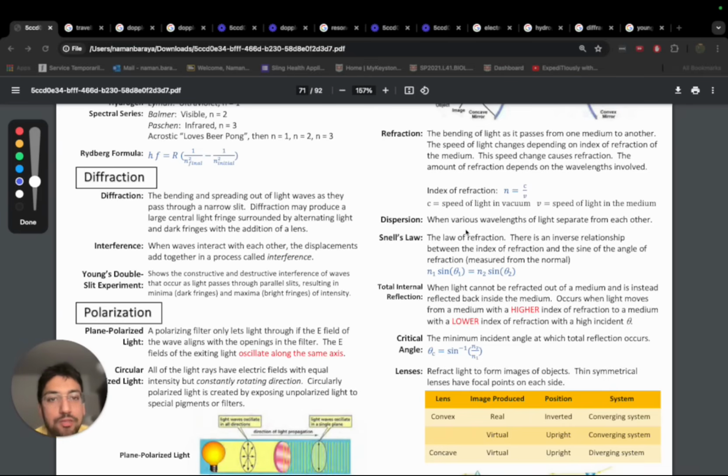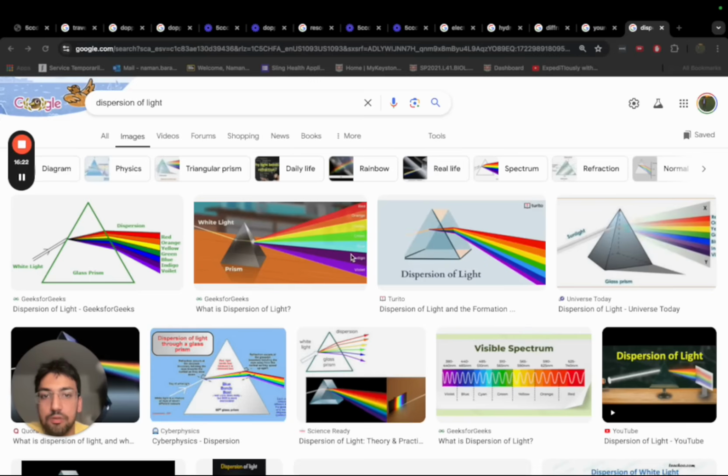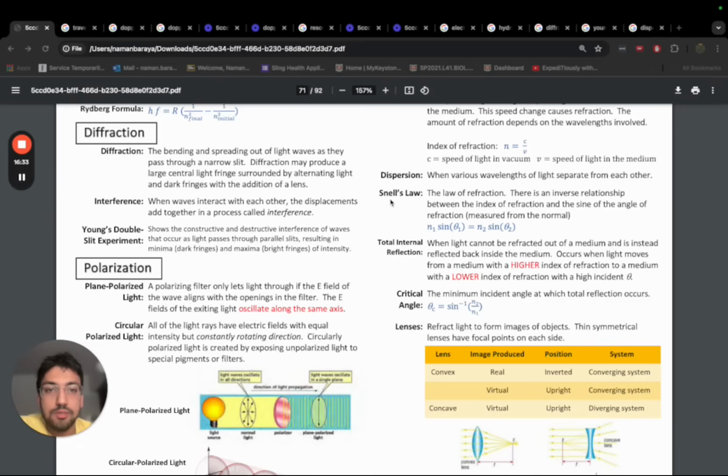Okay, now we have dispersion. Dispersion is just when various wavelengths of light separate from each other. So let me show you an example. So this is dispersion of light. It's just when you go through a prism, or if you think about rainbows, it's caused by dispersion of light through raindrops. Okay, the next concept is Snell's law.